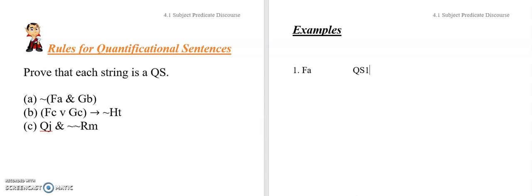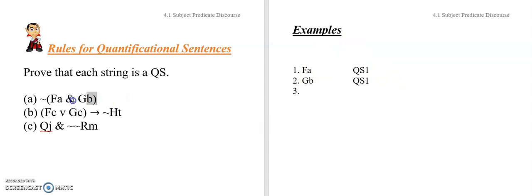So that's going to be QS1, and that's not on any particular line. And GB is QS1, right? And QS1 again says that any property constant appended with an individual constant and surrounded in parentheses, which we're ignoring, is in fact a quantificational sentence. So we know these two things are quantificational sentences.